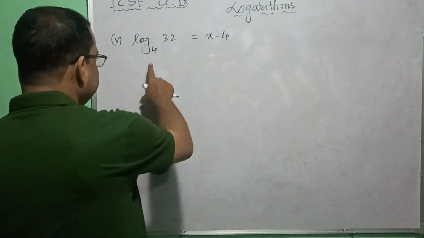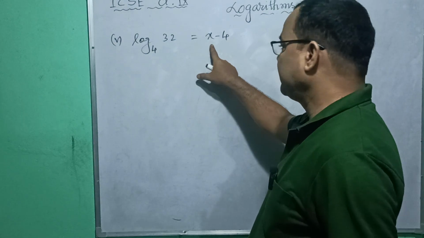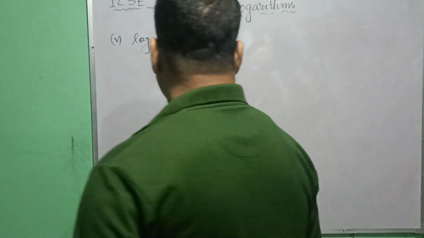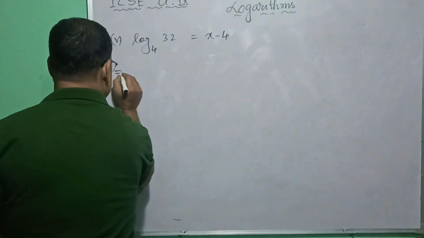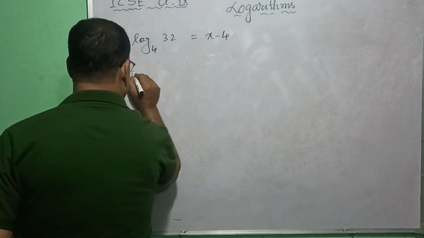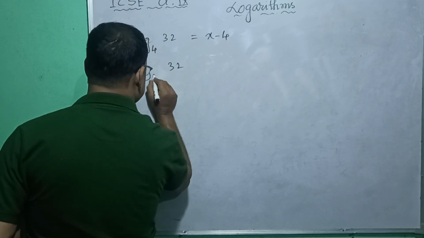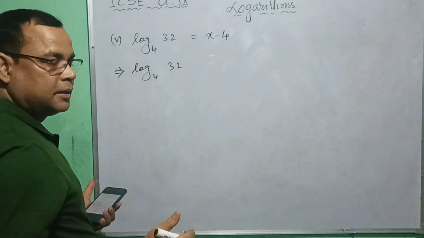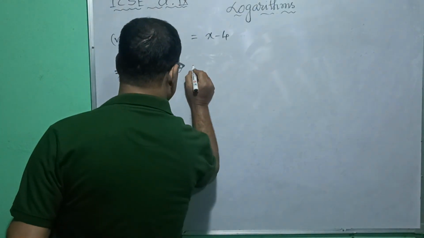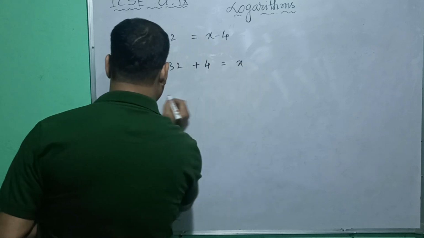Now we'll solve Roman 5. In Roman 5 it is given log 32 at base 4 equal to x minus 4. So this is a little bit different. We'll solve it in this way. Log 32 at base 4, then this 4 we will bring to the left hand side, so it will be plus 4 equal to x.